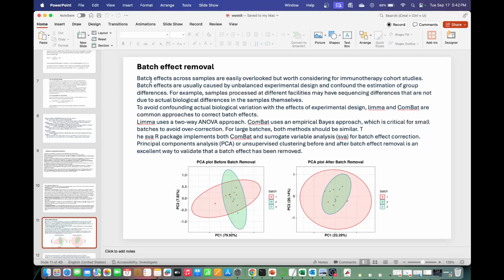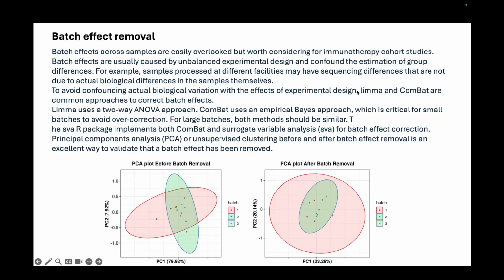Batch effects are usually caused by unbalanced experimental design and confound the estimation of group differences. For example, samples processed at different facilities may have sequencing differences that are not due to actual biological differences in the samples themselves. To avoid confounding actual biological variation with the effects of the experimental design, we have a couple of packages called limma and ComBat.